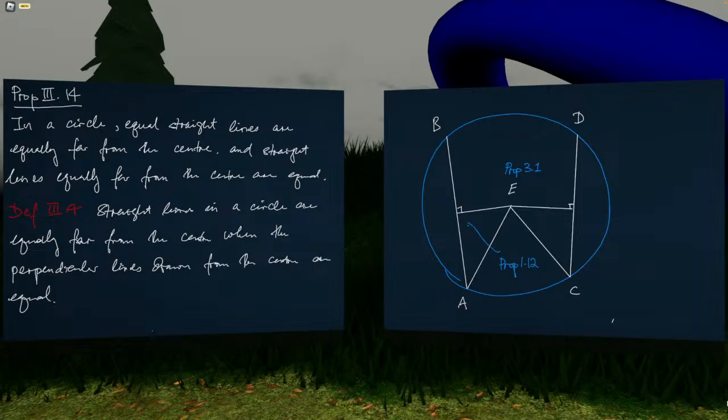Proposition 1.12 allows us to construct these. I'll just put arrows there. We don't need to do many more constructions, so that's okay. And we're going to call the points where the perpendiculars meet our original lines F on AB and G on CD. So that's it for the construction, and we can start the proof. I'll do it on the next board. I guess I drew a rather large circle, so let's move over a bit.